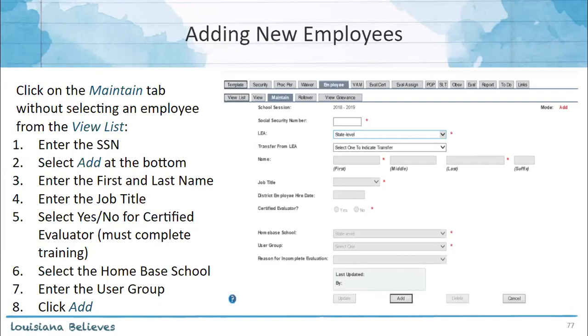If they're going to be an evaluator, you must have this training, and you must put that they are certified evaluator yes here. Remember, depending on their home base site, it depends on what they can see. So if they're at the site level, they can only see the site. If they're at the LEA level, they can see everything. And then their user group. Once you are finished, hit Add. If you are modifying a record, you'd hit Update.